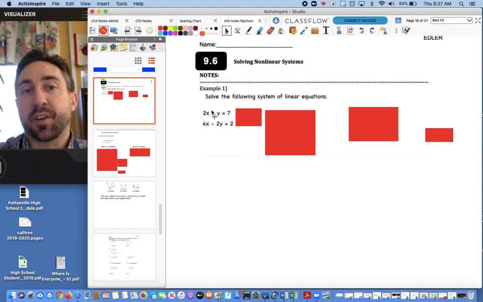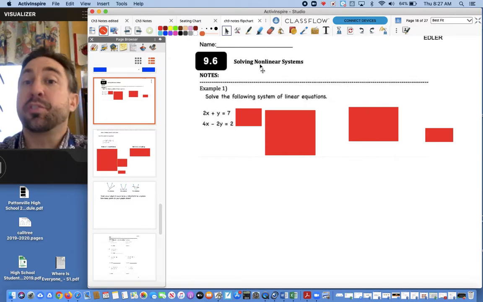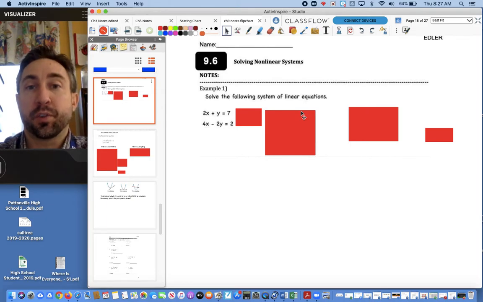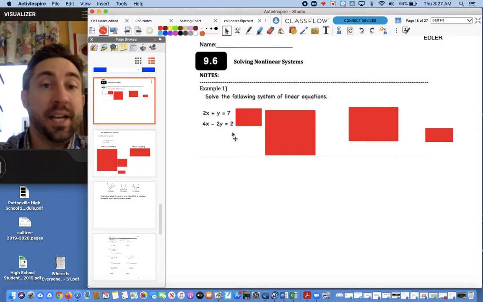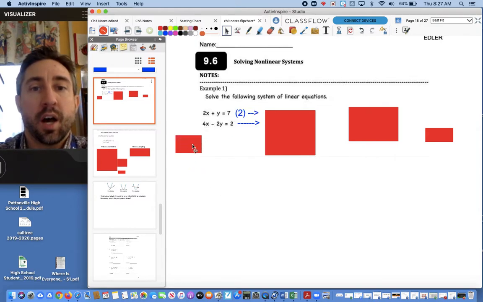So one option for solving this is we could just get y by itself and graph it, but that could be a lot of trouble. So I'm just going to review quickly a method you've learned about previously. What I would notice here is that these are set up for elimination. So all I need to do is multiply this top equation by 2, and the bottom equation I'm going to leave alone.